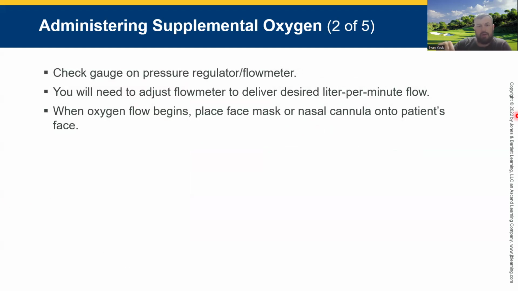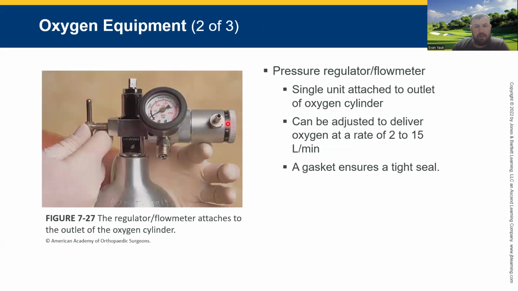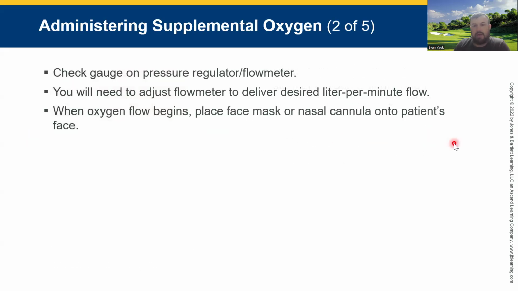Once we have it hooked up, we want to turn it on and check our pressure gauge and regulator flow meter. We want to make sure that we're at 2,000 psi, or that we're at 1,500, whatever it might be. Stay with me here. This is your flow meter. You see the numbers. There's an arrow, probably right here on top, or a little line that tells you, okay, I'm on 1, 2, I'm on 4. We can turn that to whatever our desired flow rate is.